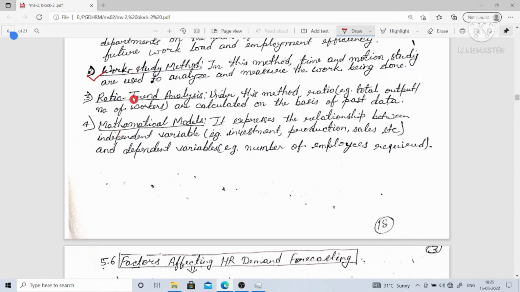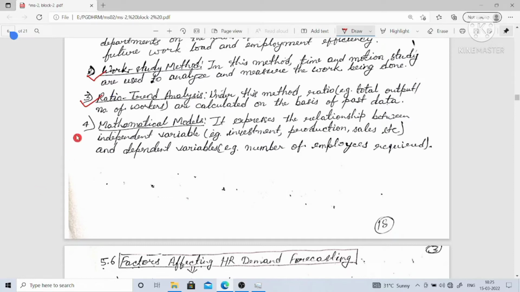Ratio trend analysis. Under this method, the ratio, total output divided by number of workers, is calculated on the basis of past data. Whatever the trend was in the past, meaning according to the output how many workers were required in the past, according to that managers are going to calculate in the same way, according to the demand in the market, how many employees are going to be required.